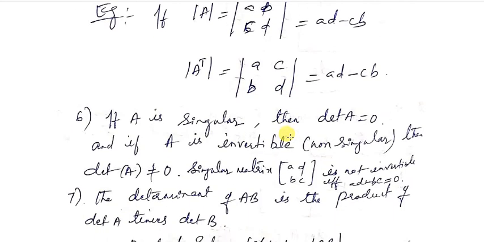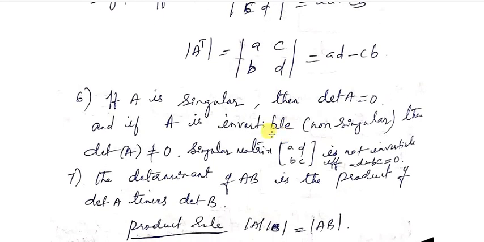The next property is with respect to singularity. If A is singular, then the determinant is 0. And if A is invertible or non-singular, the determinant is not equal to 0.